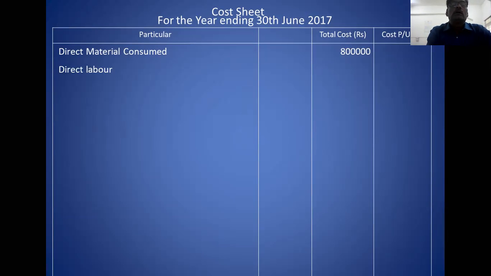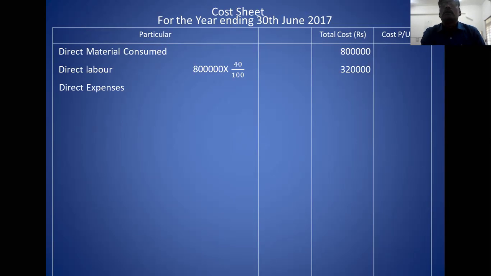The next is direct labor. Direct labor is 40% of material. Material is 8 lakh. On 8 lakhs, you take 40%. 40% of 8 lakh rupees is 3 lakh 20,000. This is the direct labor.